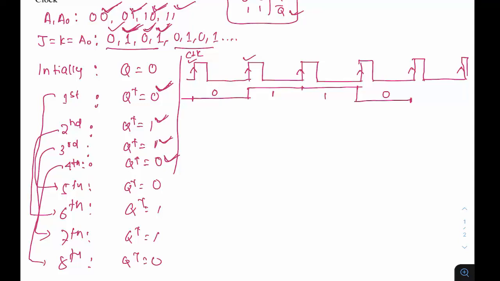So here again, it is what? 0, 1, 1, 0 is over. Then one more cycle, 0. Then again it will be 1 and so on and so forth, like this. So this is the waveform Q.